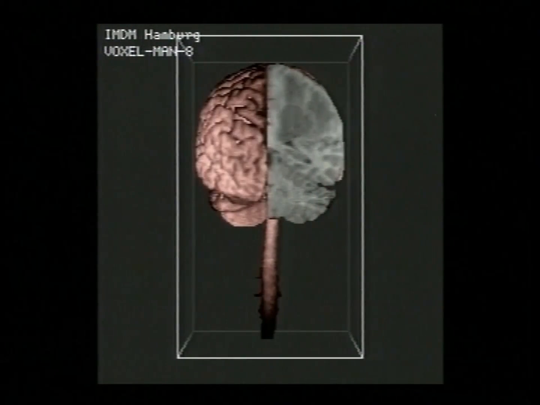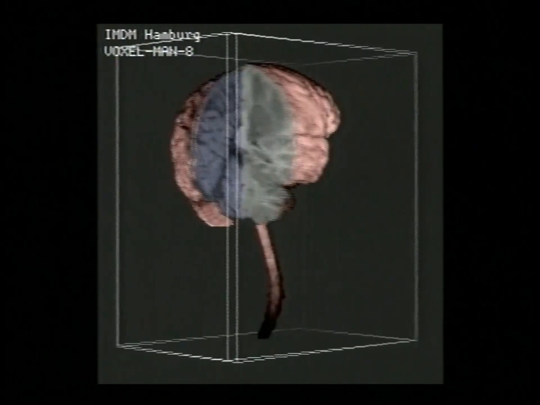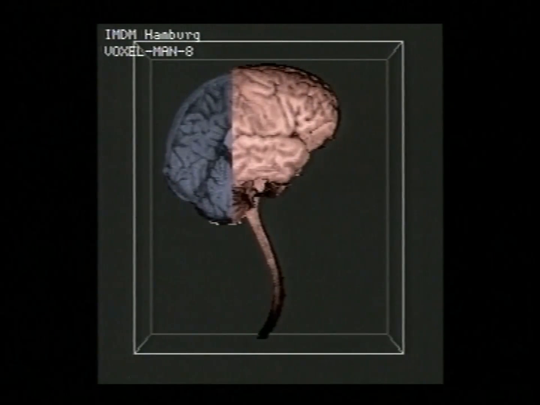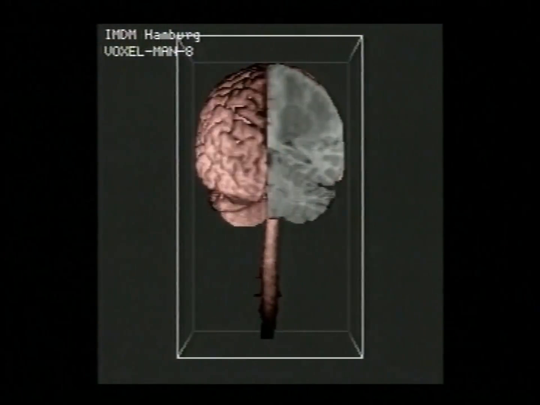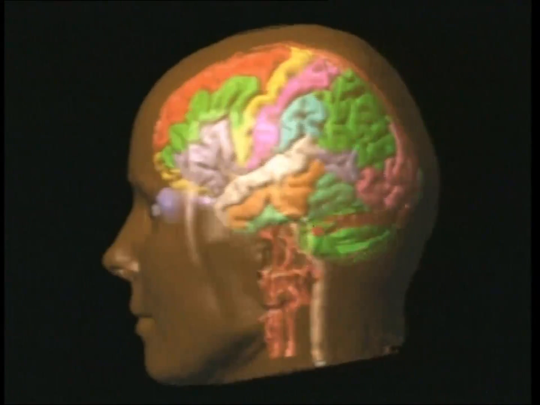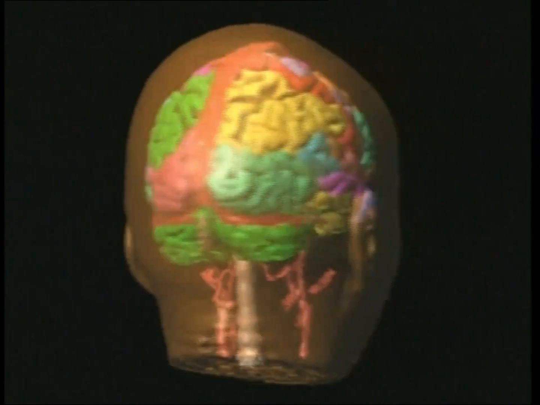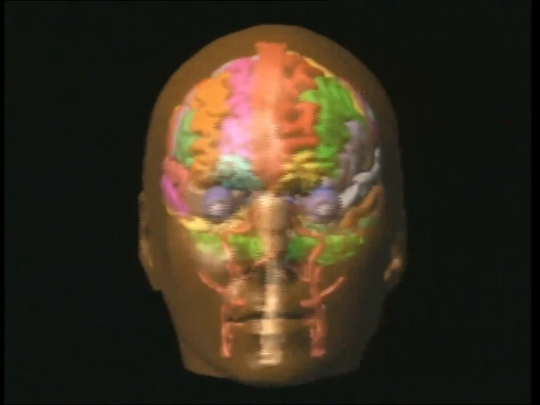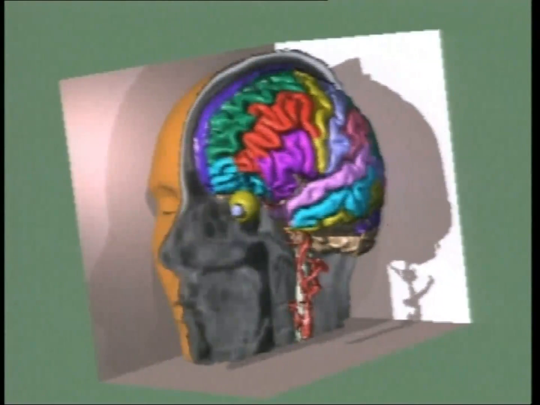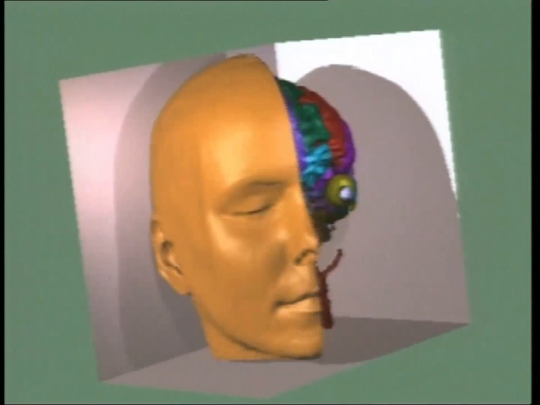The quality of the brain surface was poor as compared to today's techniques. Three years later, brain surfaces looked much better. Even more sophisticated visualization was possible by simulating multiple light sources which cast shadows on the walls.